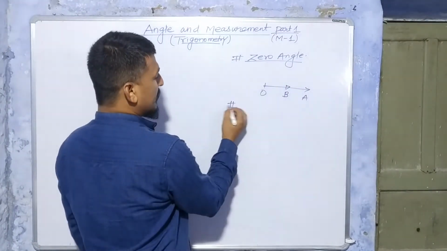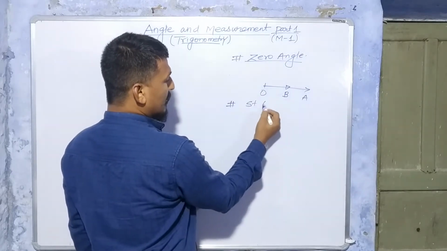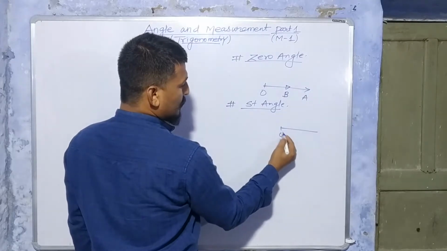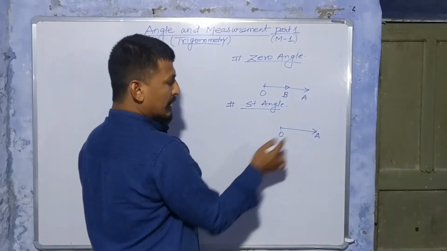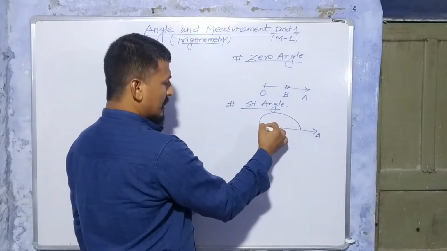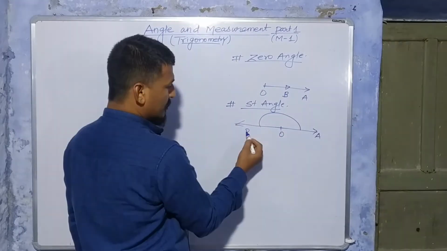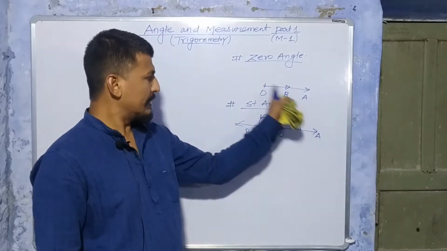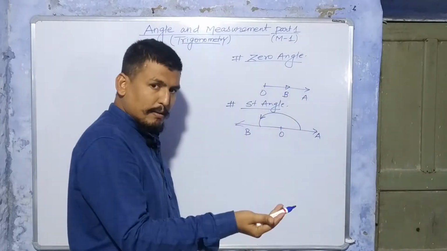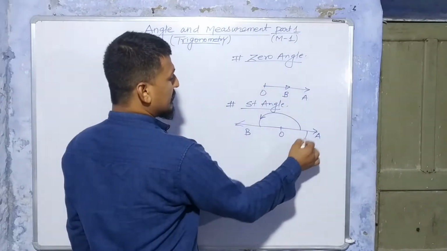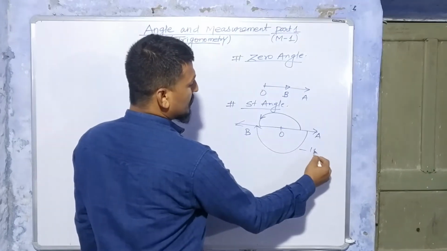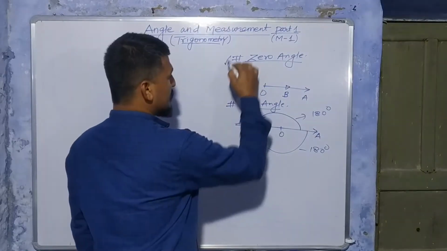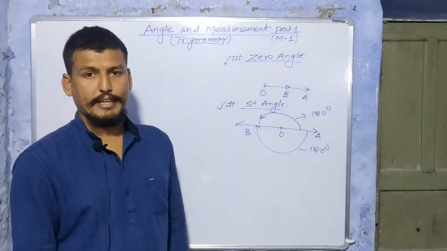And what about 180 degree? 180 degree is known as what? Straight angle, right? Suppose this one is O, and this one is A. Now rotate it, and this one becomes B. So this one is positive 180. If I am going to draw negative 180, then this is minus 180 degree, and this is plus 180 degrees. This is zero angle. This is straight angle.